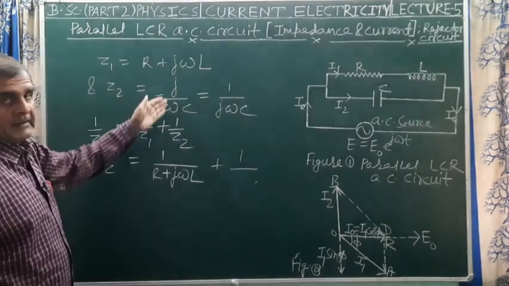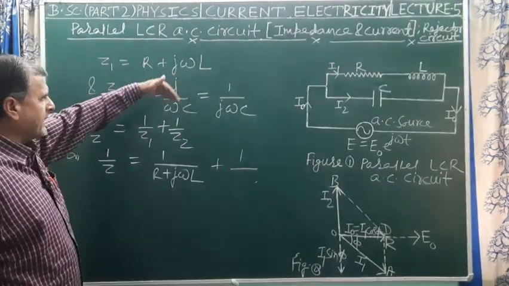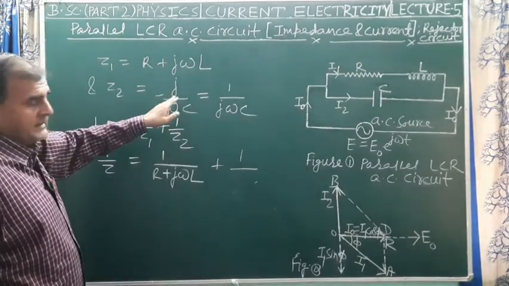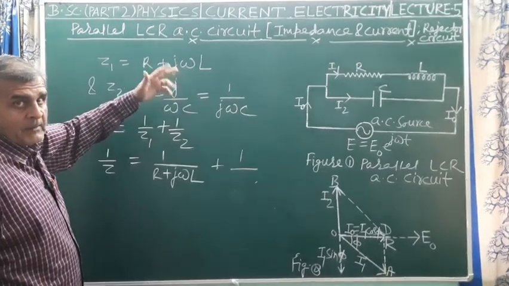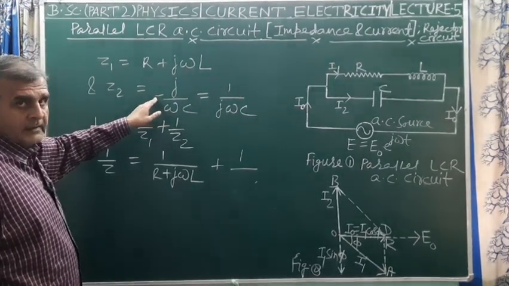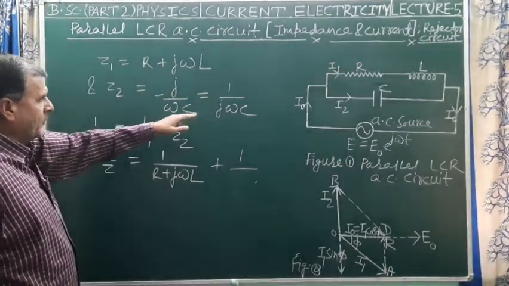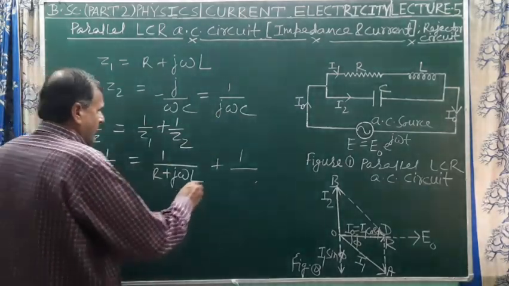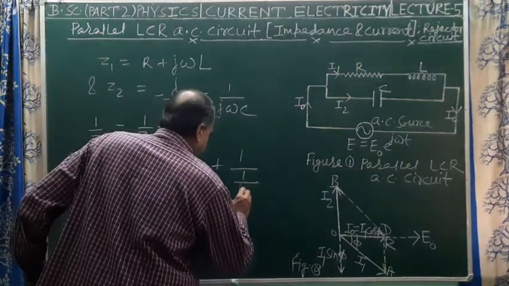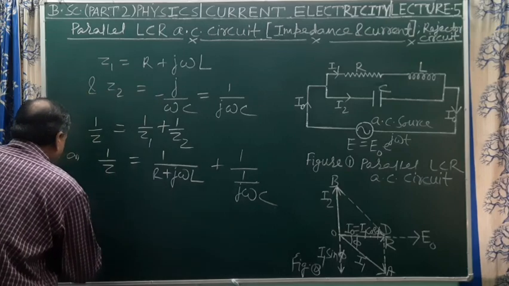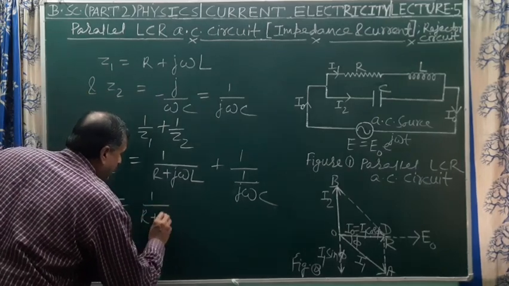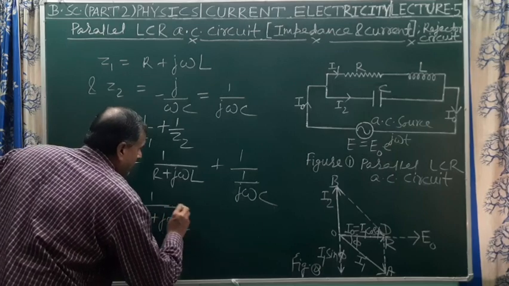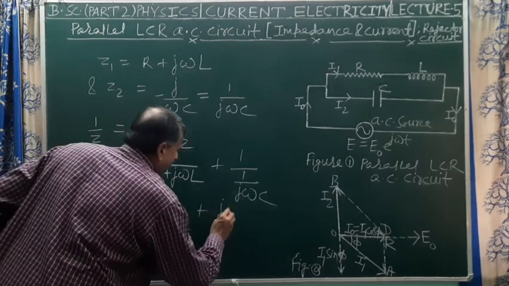Z2 is equal to minus j by C omega. Multiplying numerator and denominator on the RHS by j, we get minus j into j, that is j square, which is minus 1, so minus minus plus, and in the denominator we are left with j omega C. So it is 1 by j omega C, or 1 by Z equals 1 upon R plus j omega L plus j omega C.